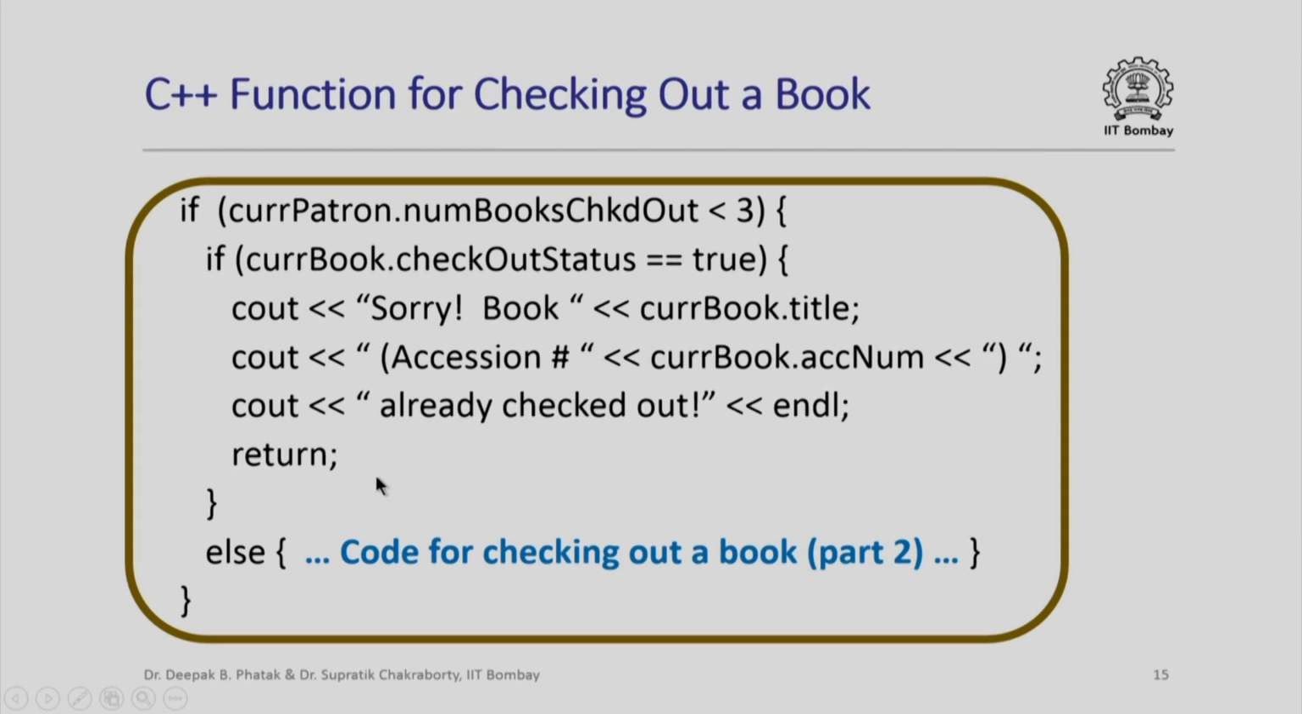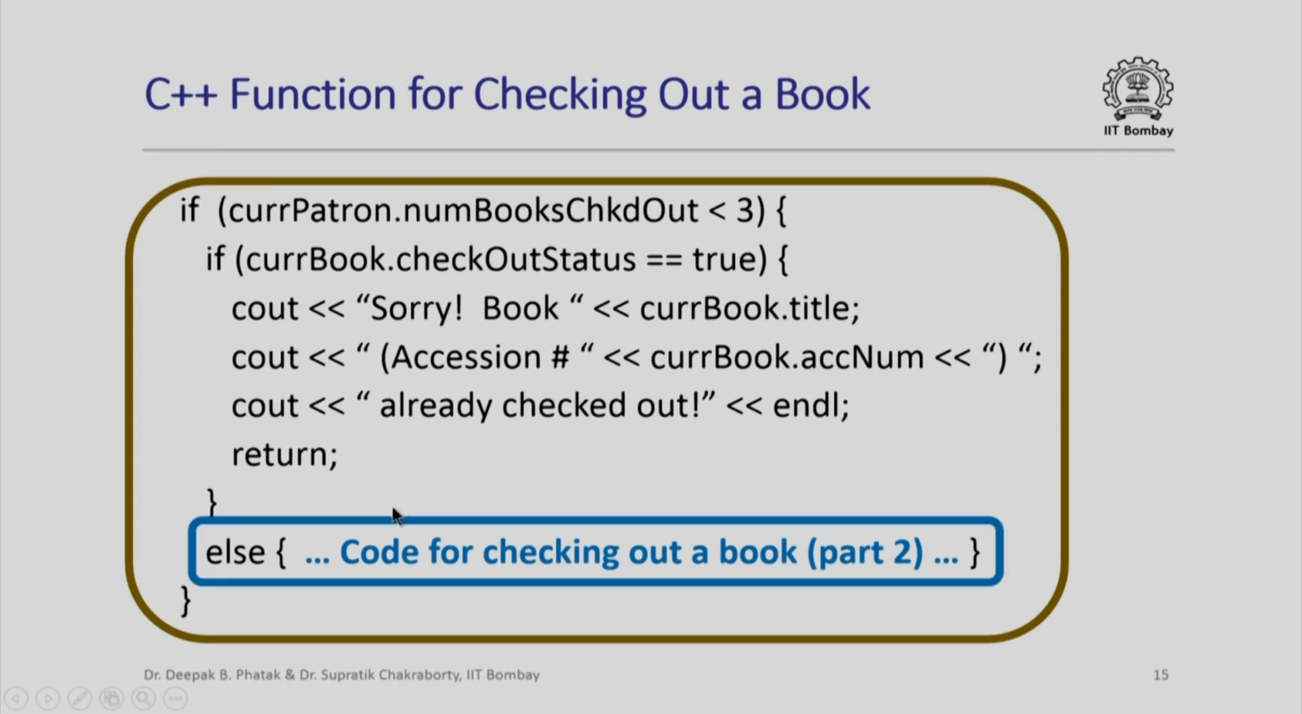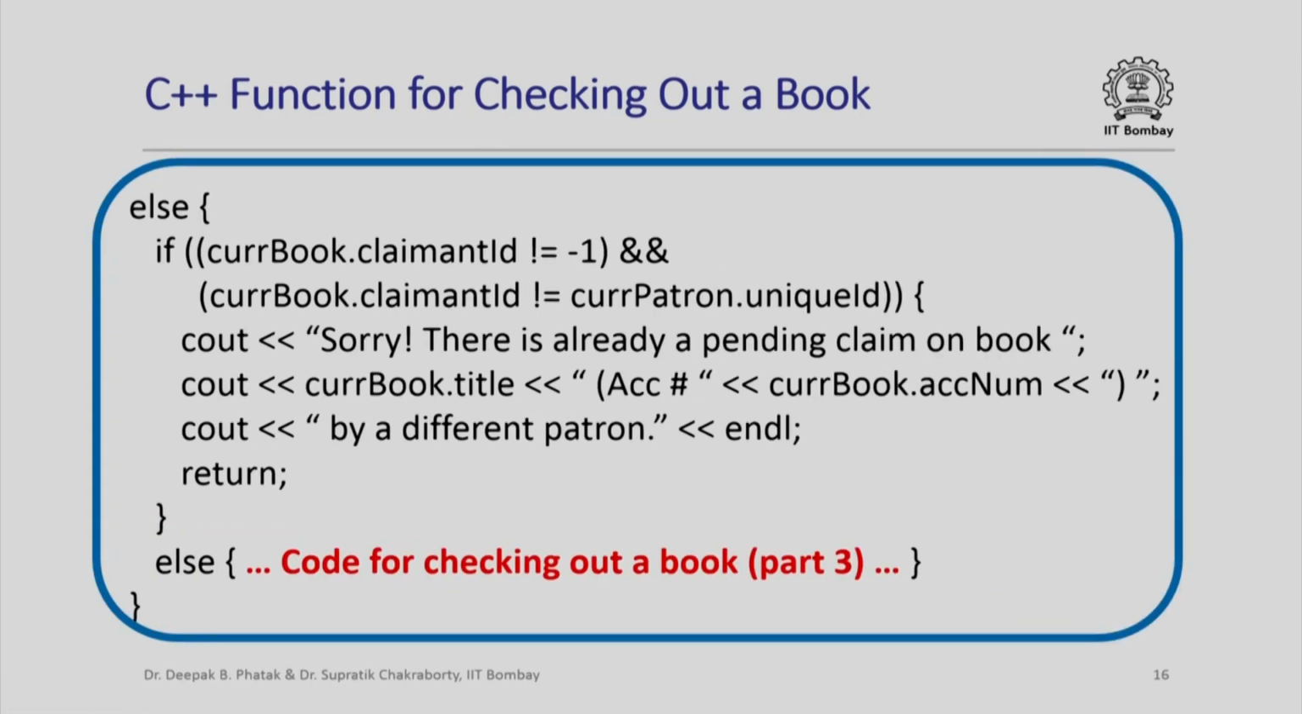Well, if the book has not already been checked out, then what should we do? Can we go ahead and let the patron check out the book? Not yet. We have to first see whether there is any claimant for that book, and in particular if there is a different claimant for the book compared to the current patron. So we have to first check if there is any claimant for the book. Claimant ID of current book being -1 means that there are no claimants. Claimant ID being not the same as -1 means that there is some claimant, and if there is a claimant, then is the claimant the same as the current patron?